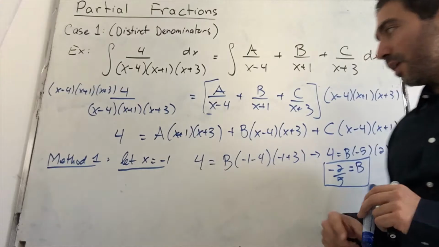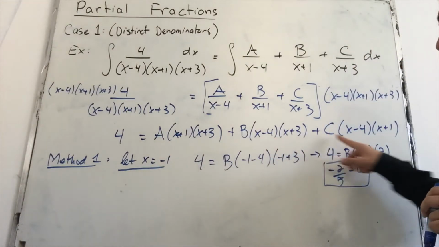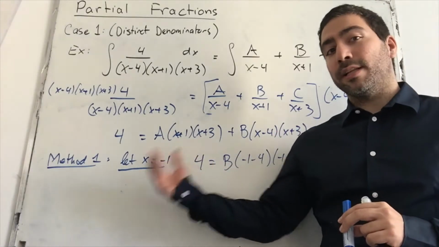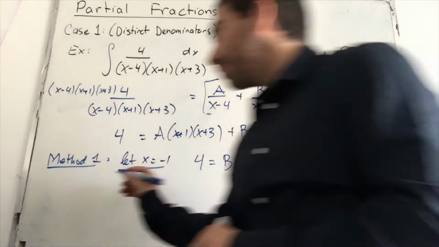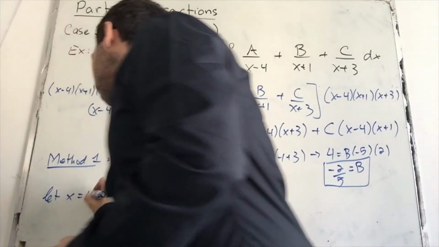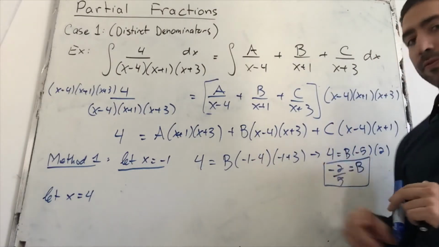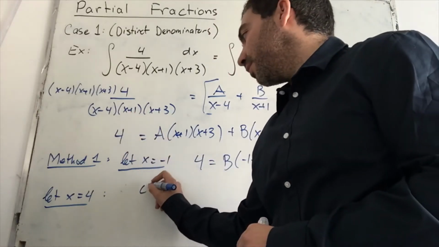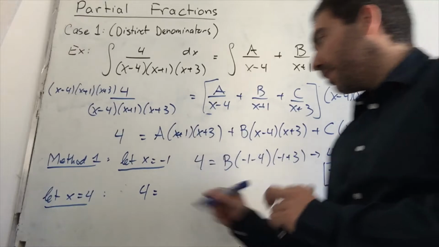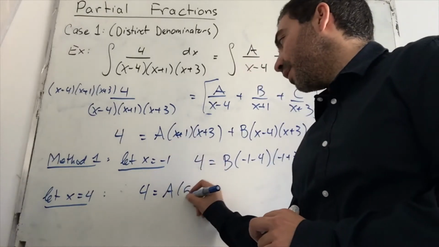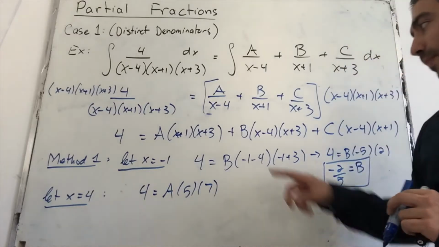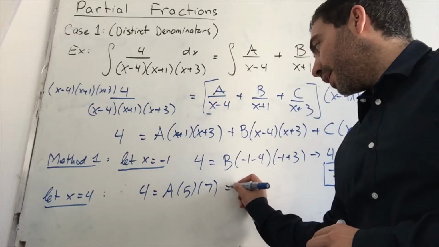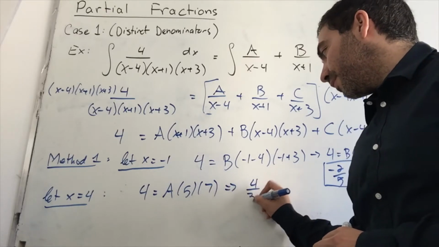Now let's go solve for a. How do I solve a? Well, I could cancel out my b and my c term. How? They both have x minus 4s. So what am I going to let my x equal to? Well, the answer is let x equal 4, because 4 minus 4 is going to give me 0. So I'm going to replace my x with 4. On the left-hand side I have 4, and that's equal to a times 4 plus 1, which is 5, and 4 plus 3, which is 7. This one cancels, this one cancels. So I can just solve for a now. Divided by 35, I get a equals 4 on 35.